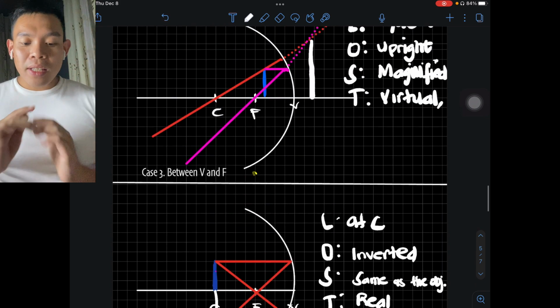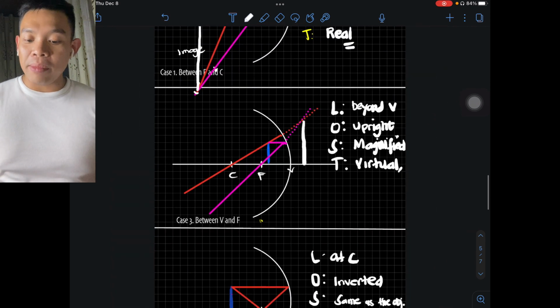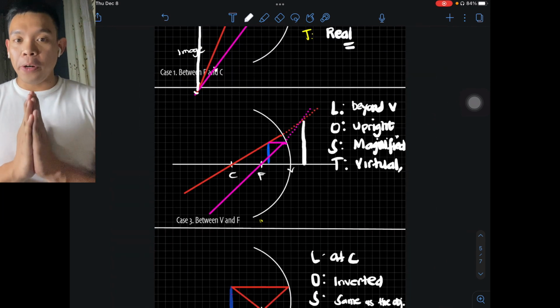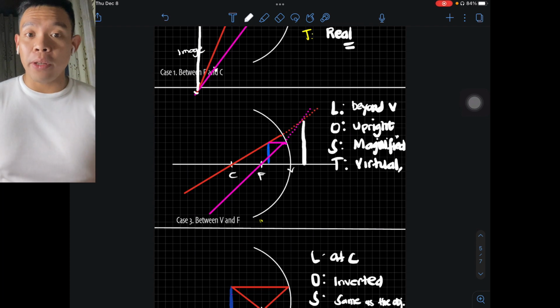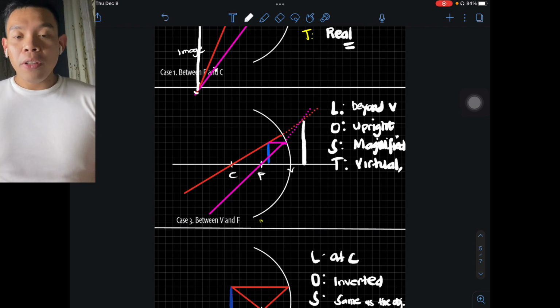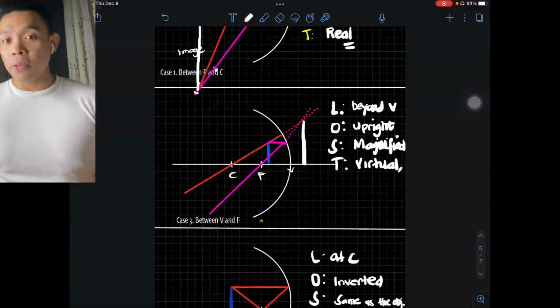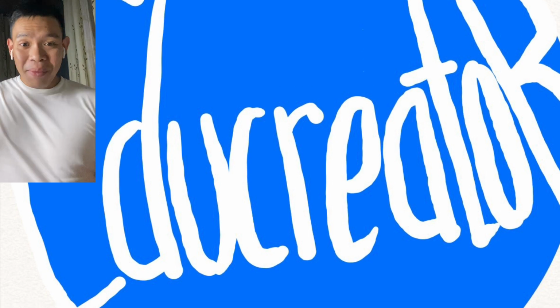And so that's how we manage ray diagramming in a concave mirror, one type of spherical mirror. Next meeting, we're going to discuss the convex mirror and its rules. So there are different rules in terms of ray diagramming. Thank you very much and see you next meeting.